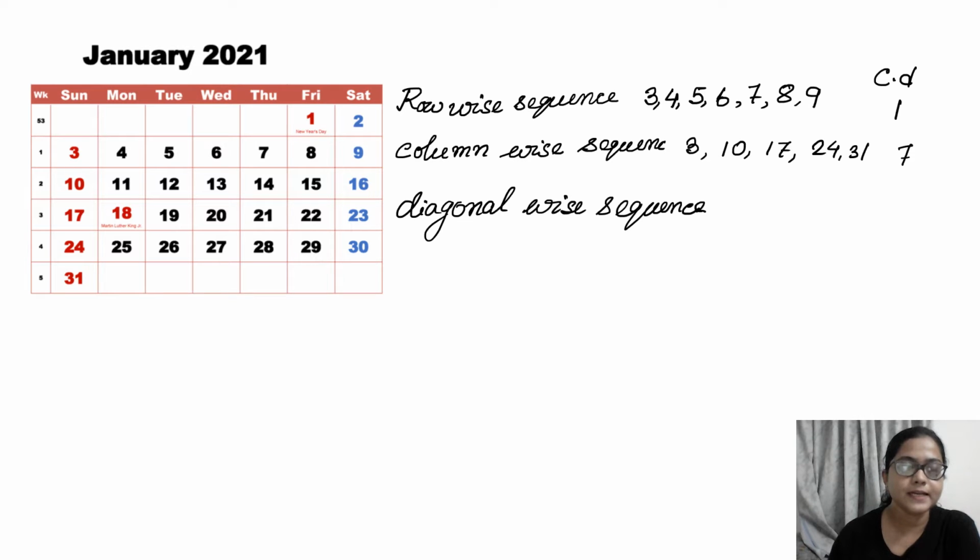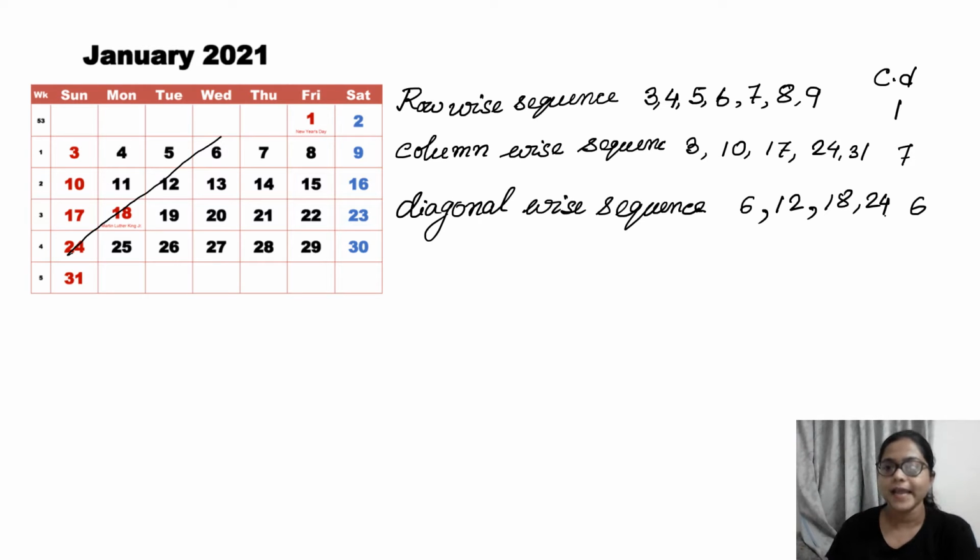Suppose I am considering this diagonal. Here the numbers are 6, 12, 18, 24. And the common difference is 6. 12 minus 6 is 6. 18 minus 12 is 6. So this is another additive sequence. Like this, we'll get infinite number of sequences. Not infinite, we'll get finite number of sequences in a calendar sheet.